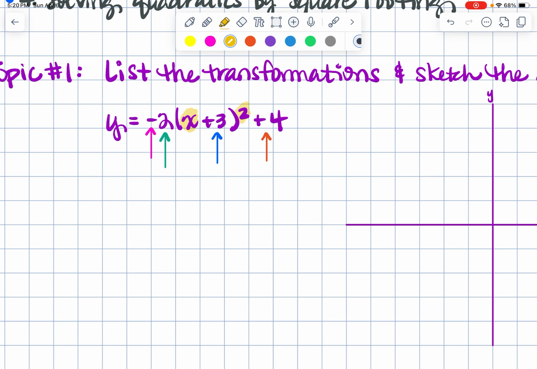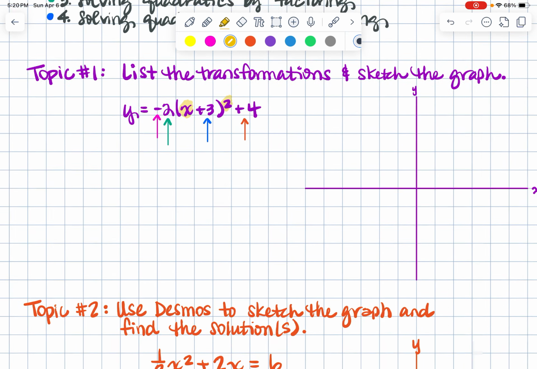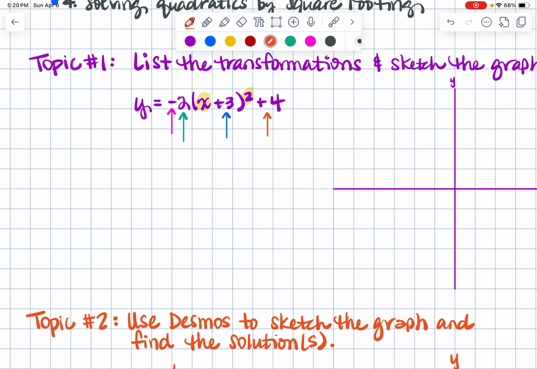And you can see we actually have 4 different things that have been added to the parent function, which means we have 4 transformations happening to our parent function, right? So the negative in the front tells us something. The 2 multiplier in the front tells us something. And then the +3 and the +4 are doing something to our parent function as well. So on your quiz, you'll pretty much be asked to write down what those things are. So I'm just going to run through those really quick.